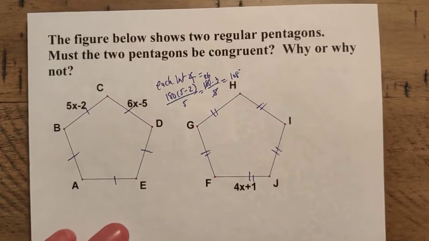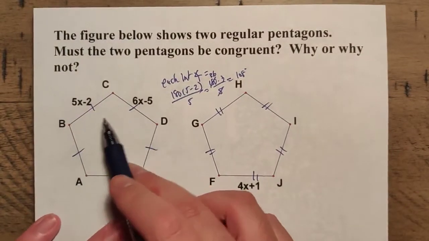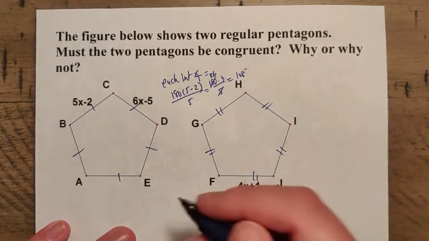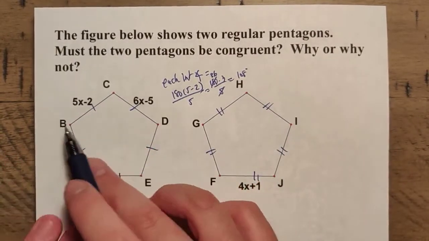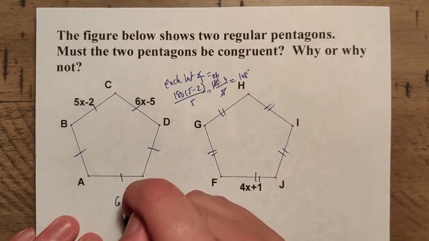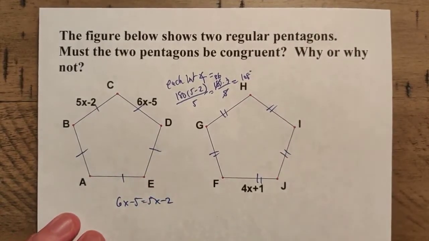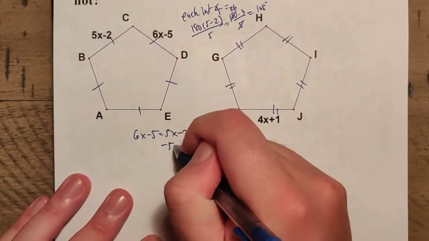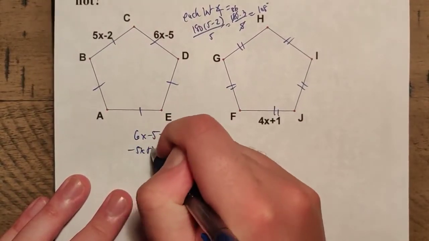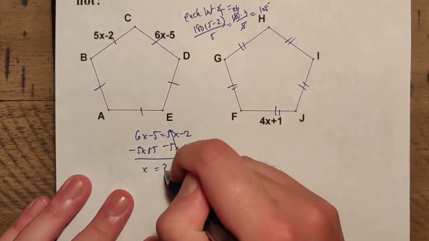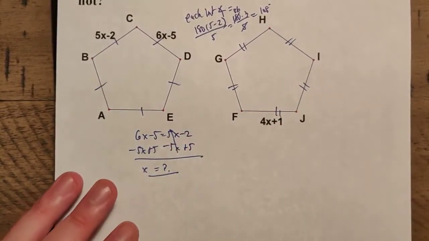Useful. Okay, well, in this situation, I've got some expressions here. I've got 5x minus 2 and 6x minus 5. And because these are regular pentagons, these should all be the same. So therefore, I can write that 6x minus 5 equals 5x minus 2, and I can solve this. Let's subtract 5x from both sides and add 5 to both sides. This works out, and we end up with x equals 3 here.